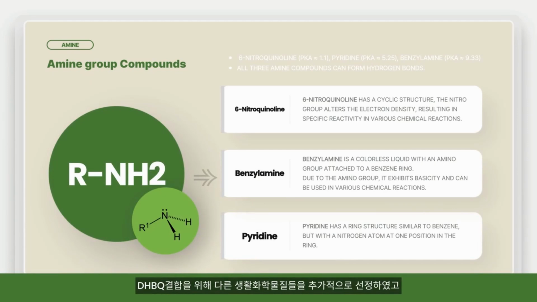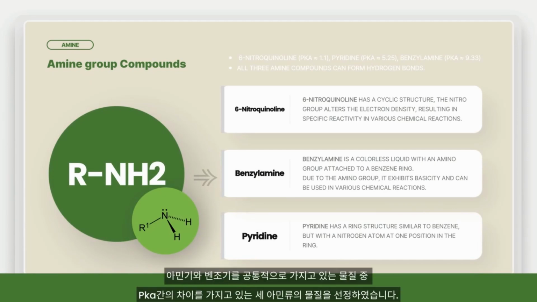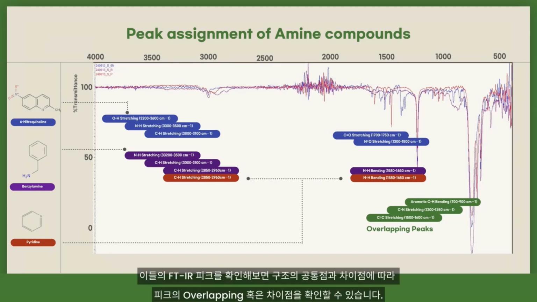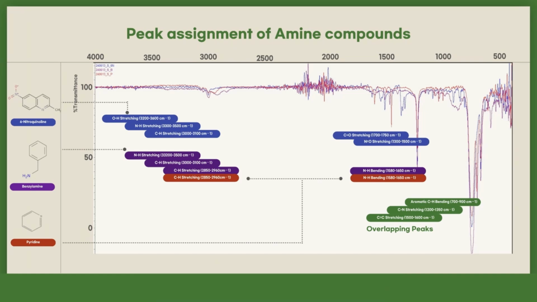Additional household chemical substances were selected to facilitate bonding among substances commonly containing amino and benzo groups. 3 amine compounds with differing pKa values were selected. By examining their FTIR peaks, we can identify the overlapping or separation of peaks based on the structural similarities and differences among these compounds.